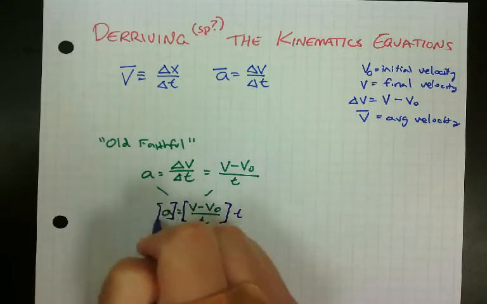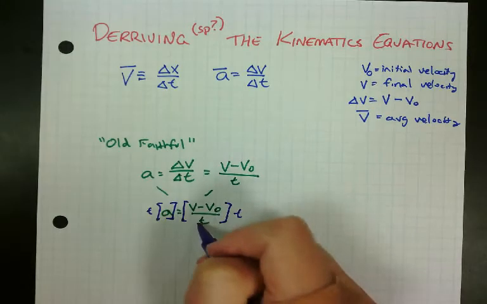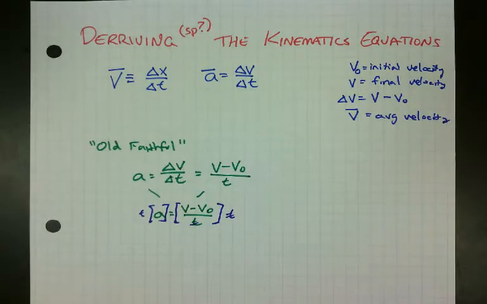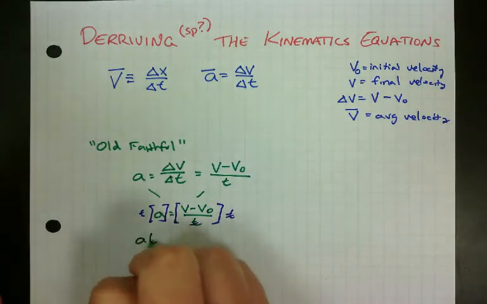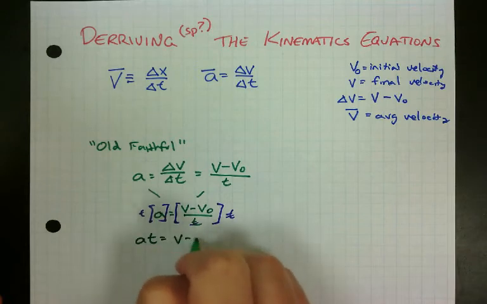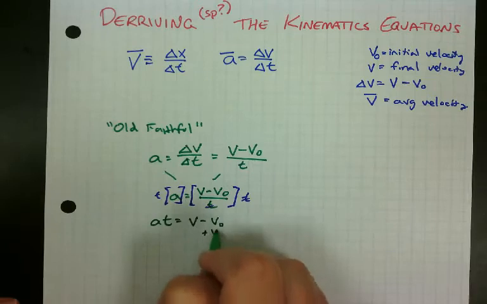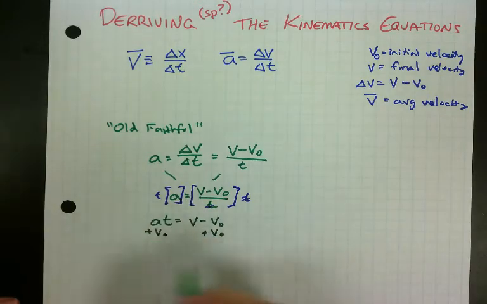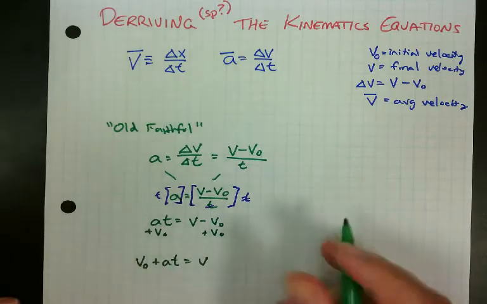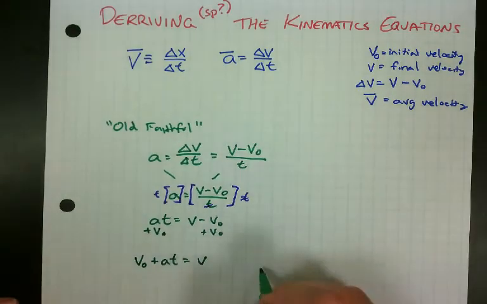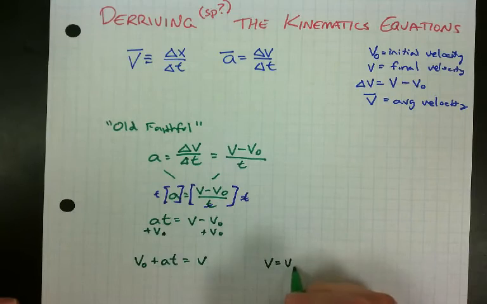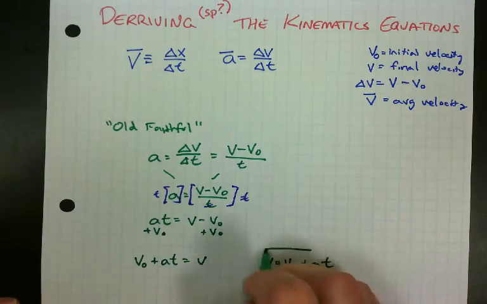In algebra, if you do something to one side, you can do it to both sides. That's going to cancel out the t's, and then I have a times t equals v minus v naught. I'm going to add a v naught to both sides, and then I have v naught plus at equals v, or if I write it the way I wrote it yesterday, if I just flip-flop this, I have v equals v naught plus at. Yay.